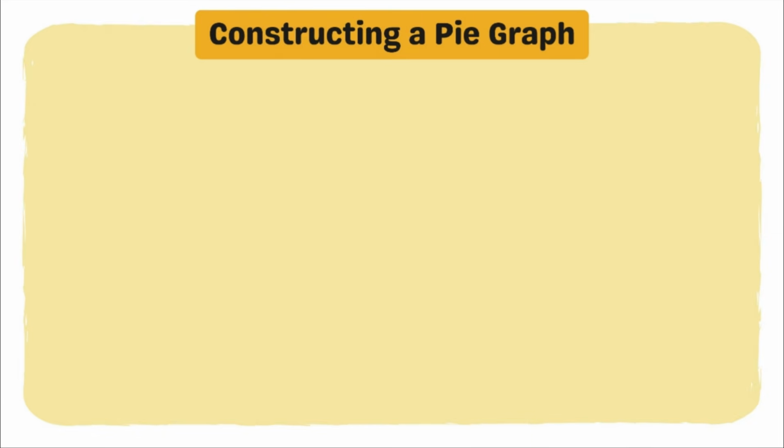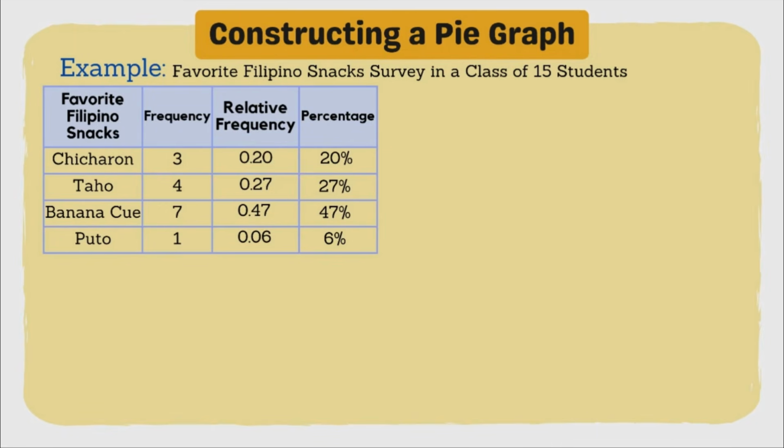So how do we construct a pie graph? Okay, let's have here an example. Ito po yung ginamit natin in our previous lesson on frequency distribution table. We have here the favorite Filipino snack survey in a class of 15 students. So we have here the frequency, 3, 4, 7, and 1. We have here the category. Ito po yung mga favorite Filipino snacks like chicharon, taho, banana Q, and puto. And we have here the relative frequency as well as the percentage.